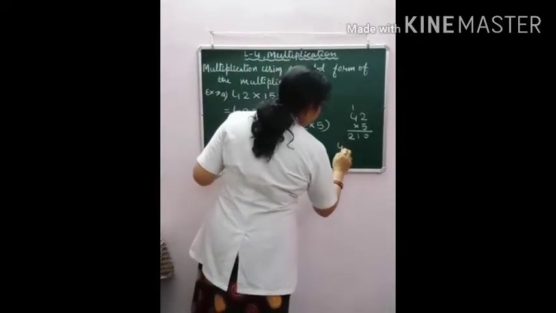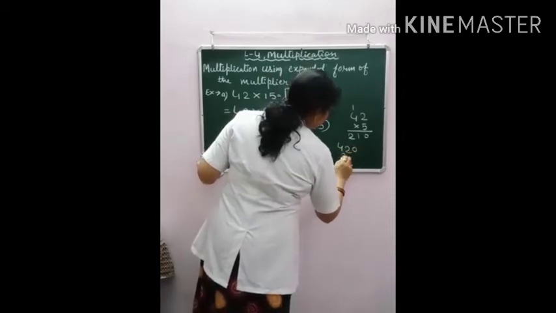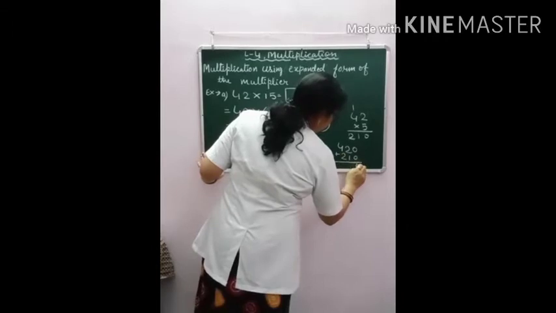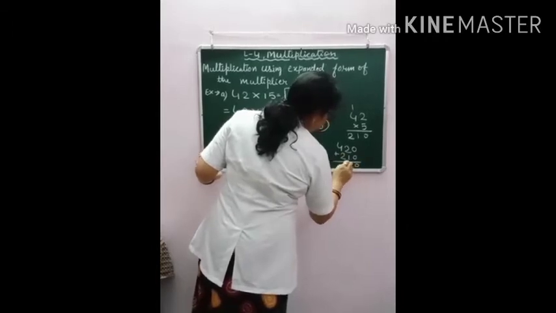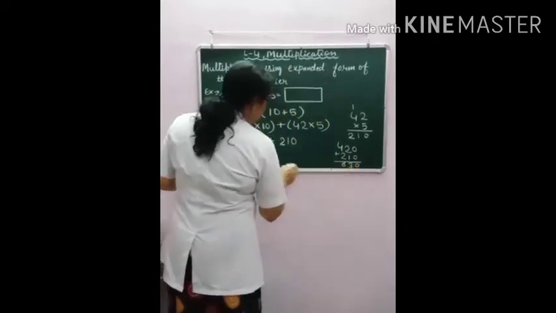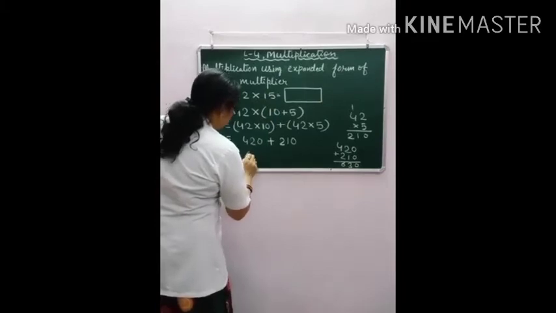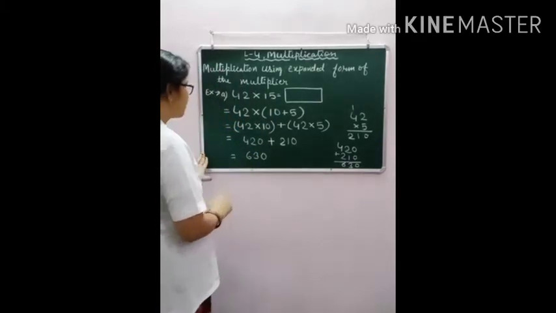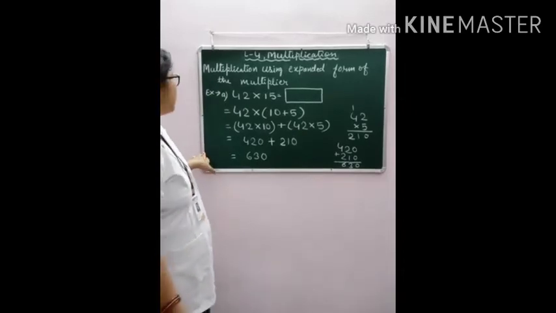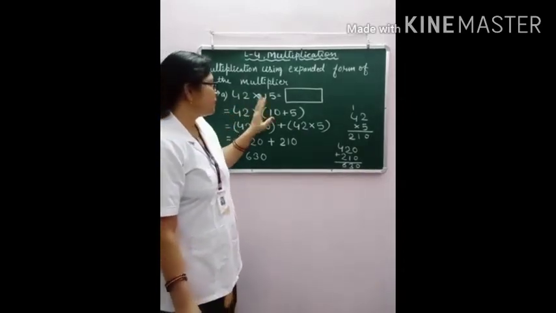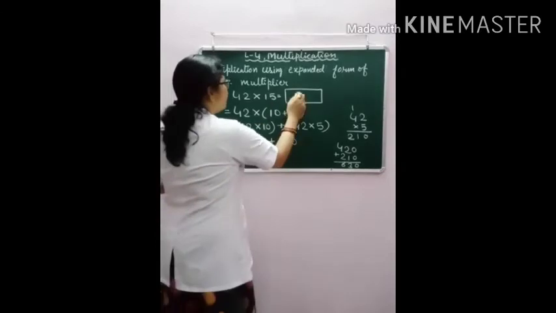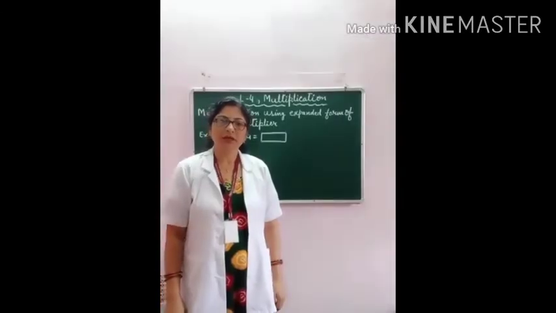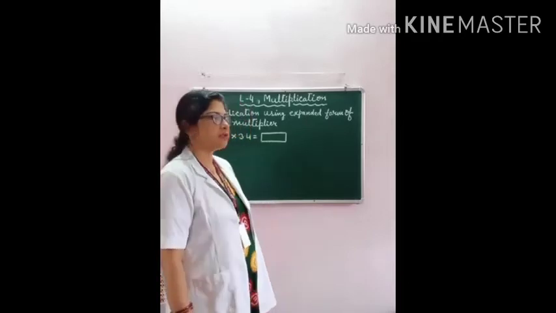So, 420 plus 210 is equal to 630. So, the product of 42 into 15 is 630. Children, let us understand with another example.